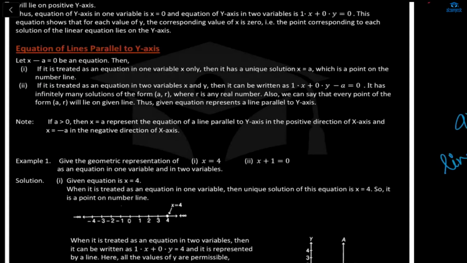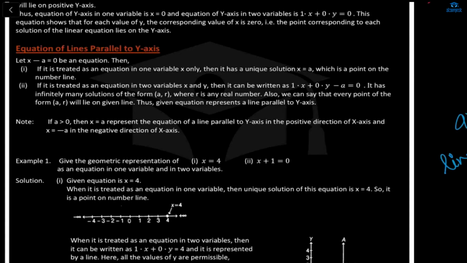Similarly, if you see the second equation, x plus 1 is equal to 0. That means you can write it as x is equal to minus 1. Am I right? The value that will satisfy this equation in one variable is minus 1. But if you go for two variables, a line, since minus 1 is less than 0, the line will be parallel to the y-axis, but on which side? On the left-hand side, on the negative side of the x-axis, because the x value will always be minus 1, and every value of y will satisfy the equation.